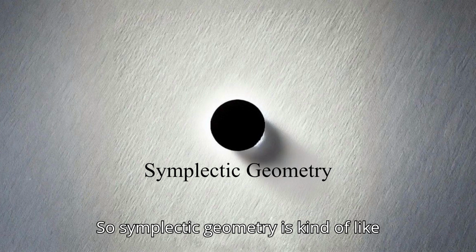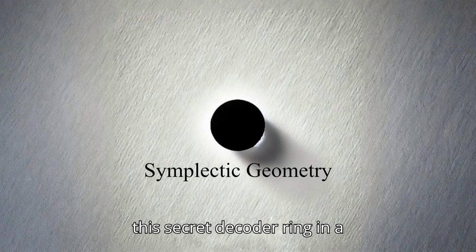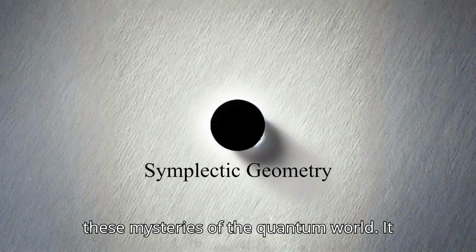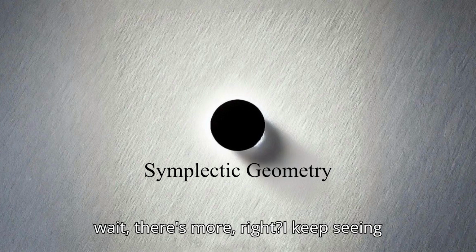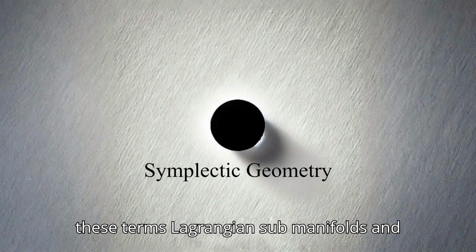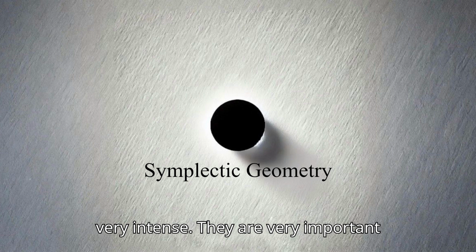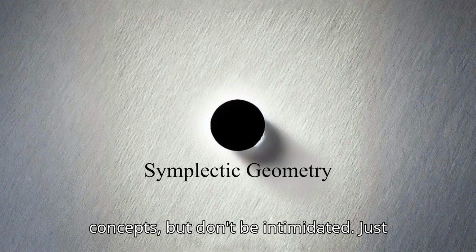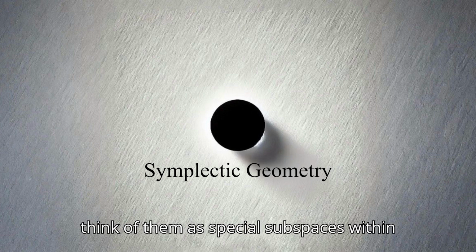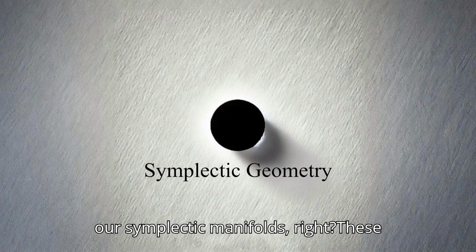Wow. So symplectic geometry is kind of like this secret decoder ring. In a way, yes. That's helping us to unlock all these mysteries of the quantum world. It helps us find those connections. But wait, there's more, right? I keep seeing these terms, Lagrangian submanifolds and Lagrangian fibrations, and they sound very intense. They're very important concepts, but don't be intimidated. Just think of them as special subspaces within our symplectic manifolds.